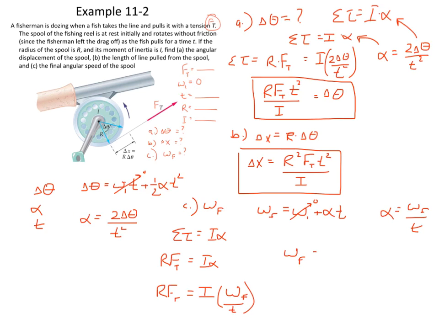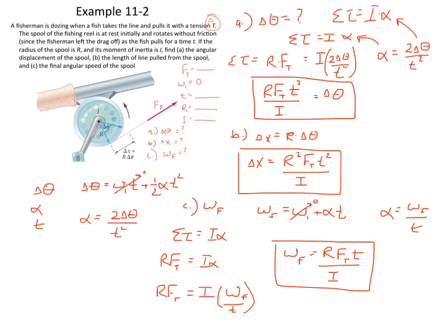So final angular speed is going to be radius times tension force times time. Imagine how confusing that would be if we left that with a capital T right there. R times capital T times lowercase t. So that's just our force right there. Divided by what? Divided by our moment of inertia. And that's going to be it.